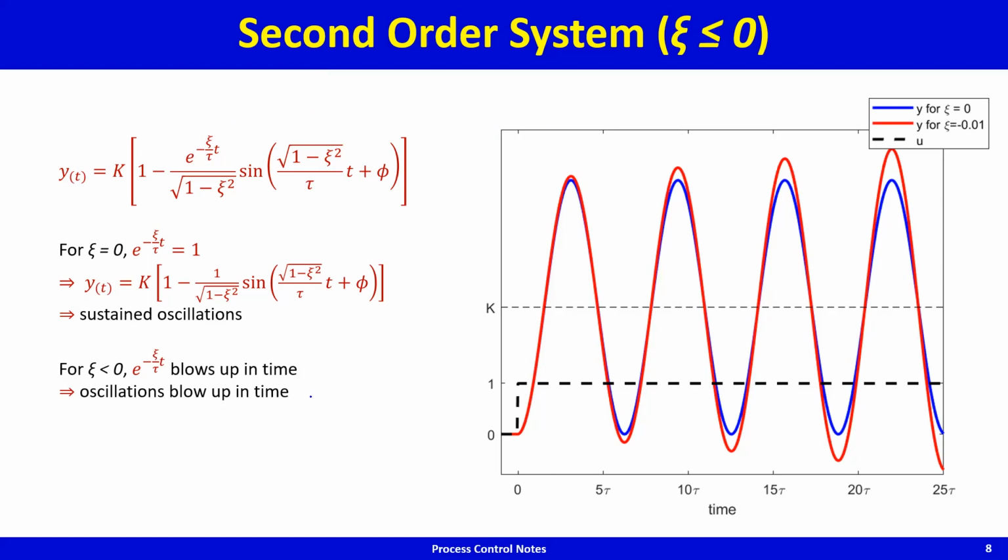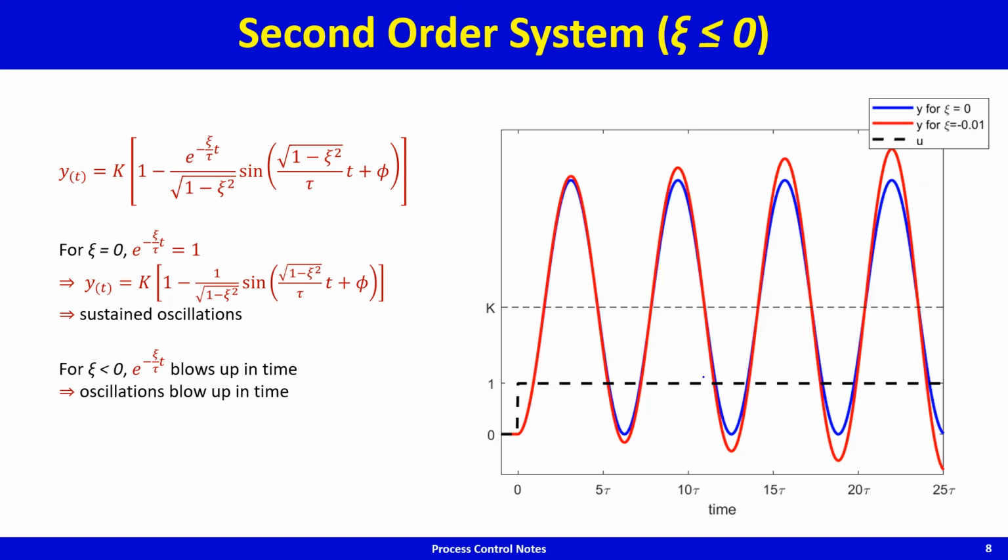Just to show you, for the system that we have been studying, this corresponds to chi equal to 0. The red curve corresponds to chi equal to very slightly negative, minus 0.01, and you can see that the red curve is oscillations that are slowly blowing up in time. That's an unstable system.